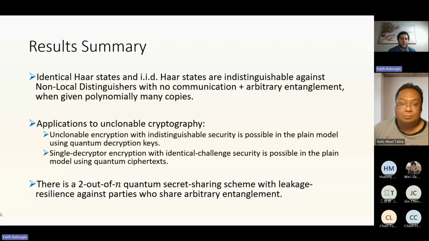This one, we're not going to go into details. You can check the paper if you'd like, but there's a conceptual equivalence between these two notions, and it amounts to some sort of relabeling and looking at it from a different perspective. So the proofs are very similar. And finally, in a different flavor, we show that there's a 2 out of n secret sharing scheme using quantum states that has leakage resilience against arbitrarily entangled parties.